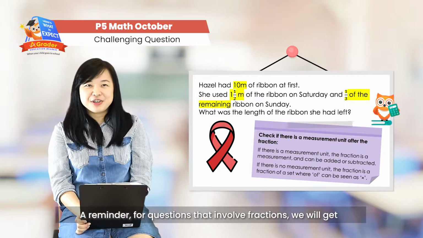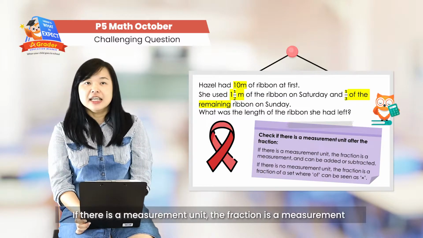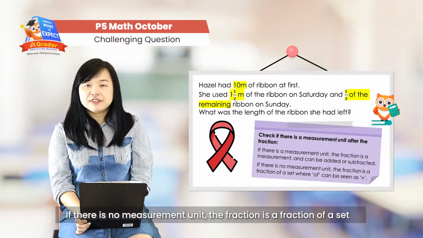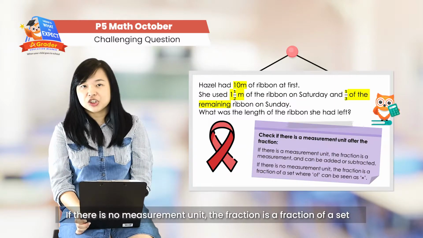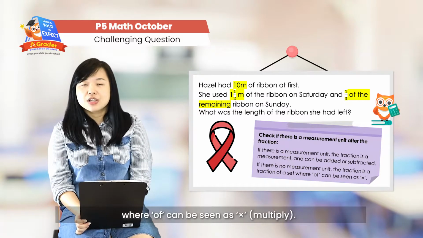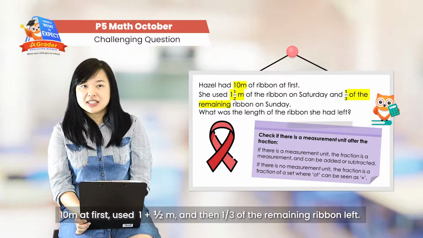So a reminder, for questions involving fractions, we will get them to check and take note if there is a measurement unit after the fraction. If there is a measurement unit, this fraction is a measurement and it can be added or subtracted. If there is no measurement unit, then this fraction is a fraction of a set where "of" can be seen as multiply. So first thing, let's get them to highlight the keywords. 10 meters at first, used 1.5 meters, and then 1/3 of the remaining ribbon, and then ribbon left.